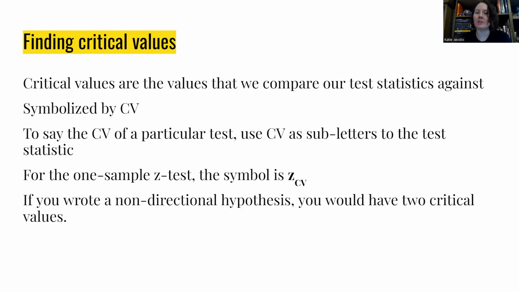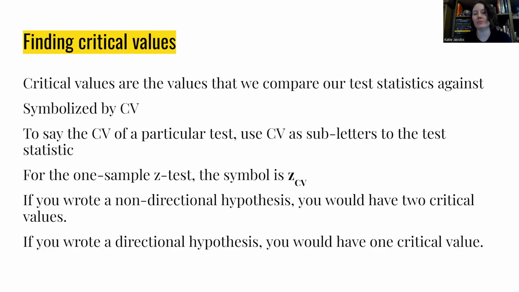So if you wrote a non-directional hypothesis or hypotheses, you'd have two critical values. One's going to be positive, one's going to be negative. They will be the exact same value though. If we write a directional hypothesis, we'll have one critical value. The way that we determine whether it's positive or negative depends on how we wrote our research hypothesis.